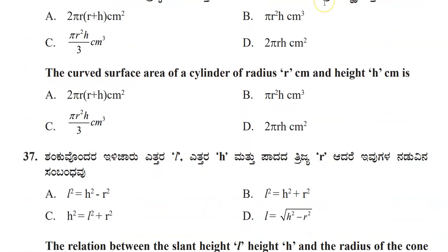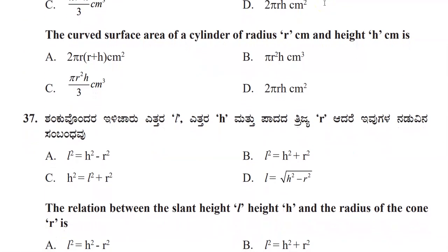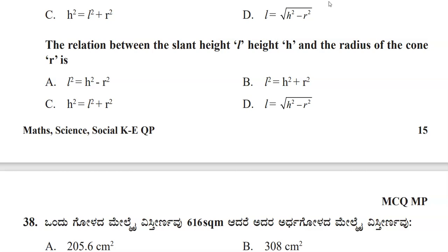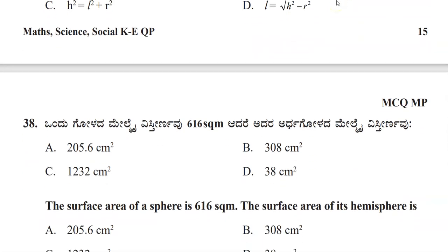Question number 36. The curved surface area of a cylinder of radius r and height h centimeter is option D, 2 pi rh centimeter square. Next, question number 37. The relation between the slant height L, height h and the radius r of the cone is. The correct answer is option B, L square is equal to h square plus r square.